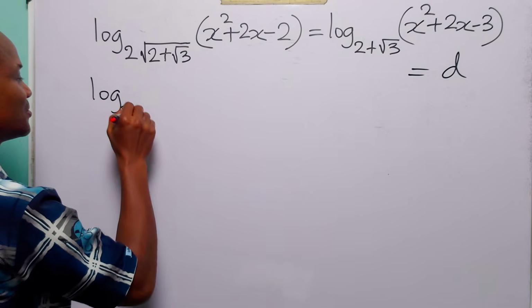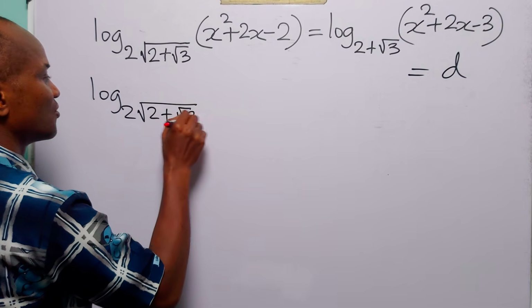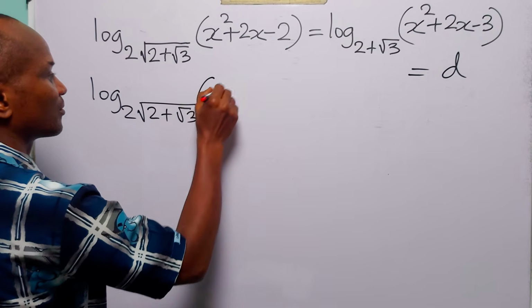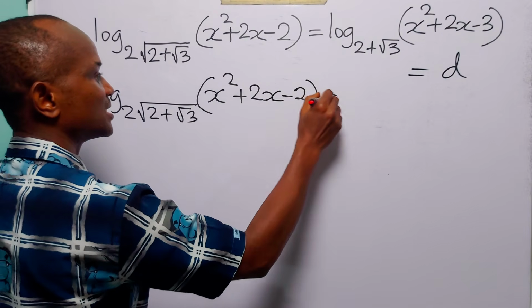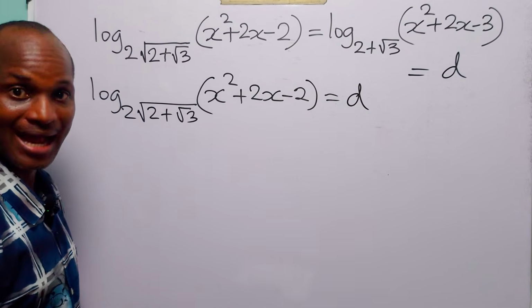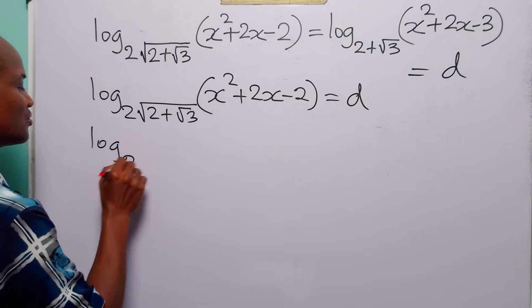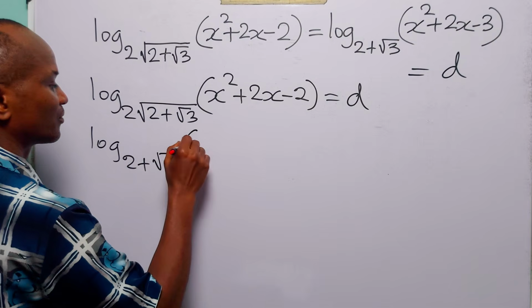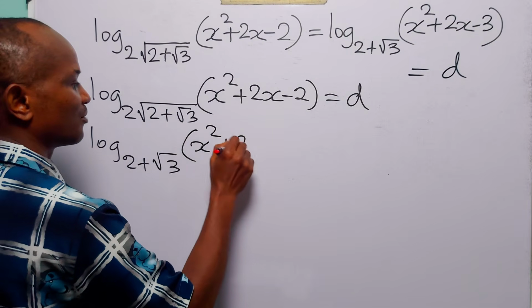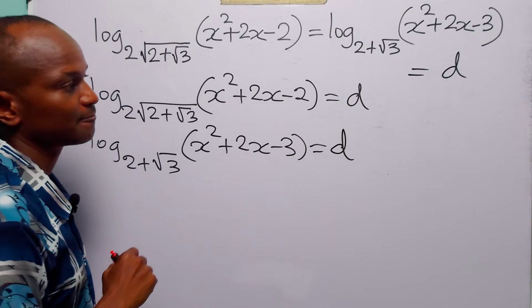log to base 2 times root 2 plus root 3 of x squared plus 2x minus 2 is equal to d. And also, log to base 2 plus root 3 of x squared plus 2x minus 3 is equal to d.